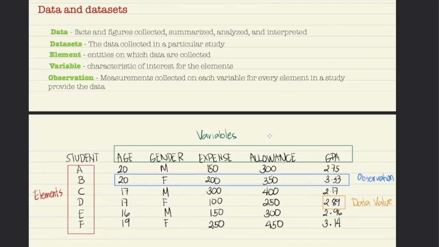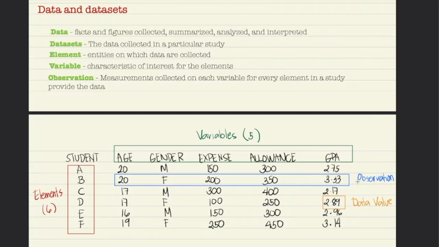How can we count the number of elements, variables, observations, and data values? For variables, we have 5. Those are the age, gender, expense, allowance, and GPA. For the number of elements, we have letter A to letter F. That is 6. What is the number of observations? You should base it on the number of elements. Let's say we have the observation for student B. So that is her age is 20, gender is female, expense is 20, allowance is 350, and GPA is 3.33.